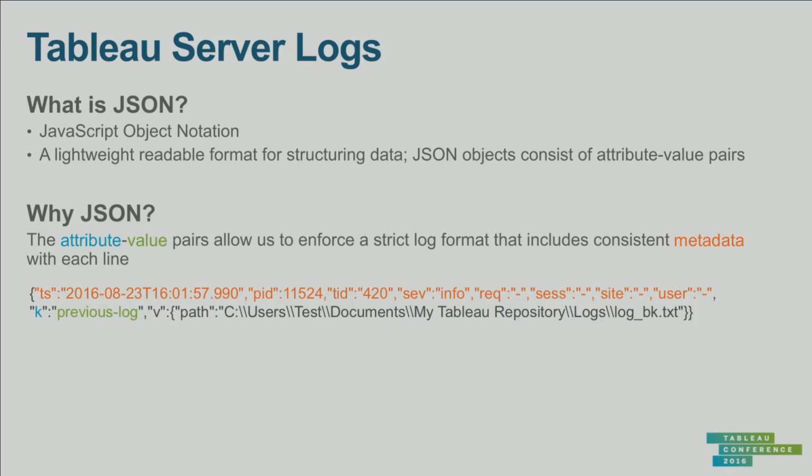Now, to further this along, we actually also put a key and a value there. So we're able to see what the key to this log is. So what is this log line doing? In this case, we're actually just denoting what the previous log was. And you can see that the value there was just the path that it used to be. So we're saying, hey, we're switching over logs now. This is where you want to find your old information if you look there. So that's really why we switched to JSON, and that's what JSON is.